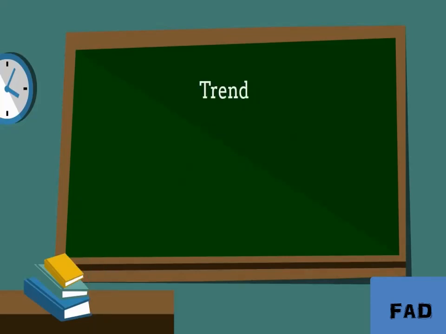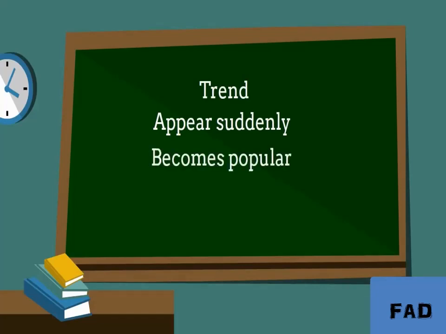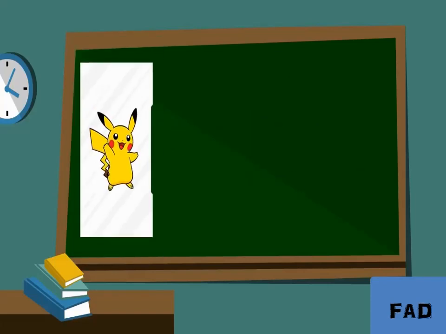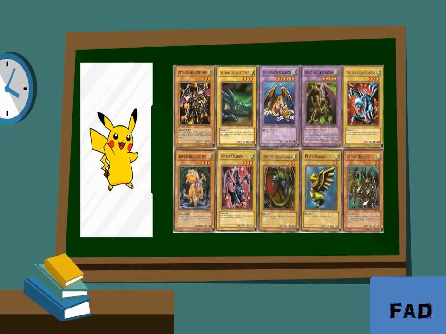A trend also appears rather suddenly, and it also becomes very popular, but it doesn't disappear. A trend can have a long-term influence on its particular market. Fads and trends often resemble each other at first glance, but a fad usually has a definite beginning and end. Pokemon might be a fad, but the idea of fancy playing cards for children might be a trend, for example.